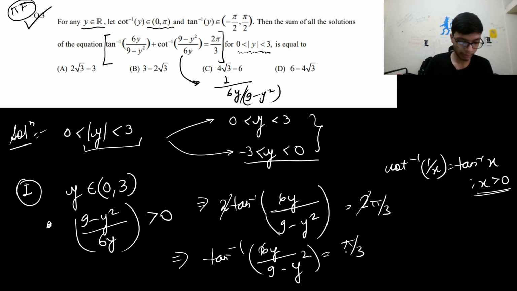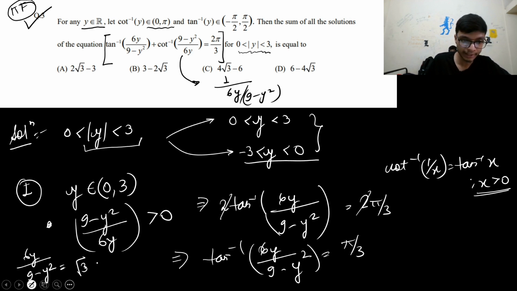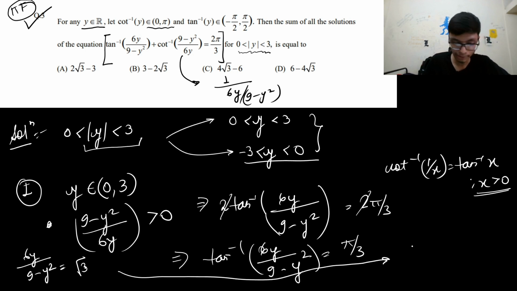From here you can apply tan on both sides, and you get 6y by 9 minus y square is equal to tan of pi by 3. Now tan of pi by 3 is equal to root 3. So from here you basically get a quadratic equation involving y in this fashion: root 3 times y square plus 6y minus 9 root 3 is equal to 0.